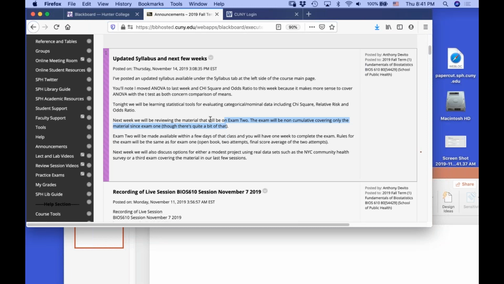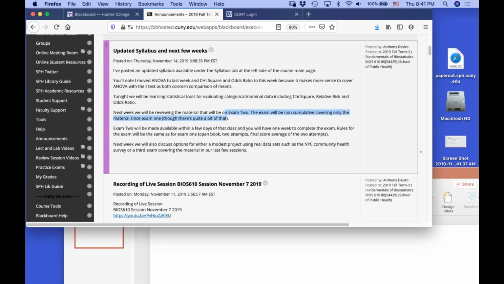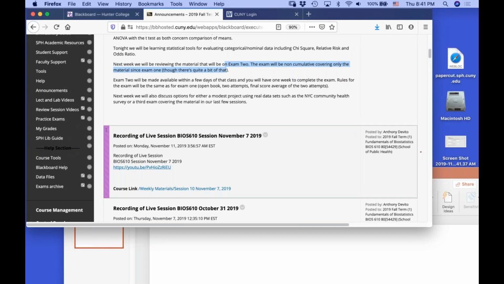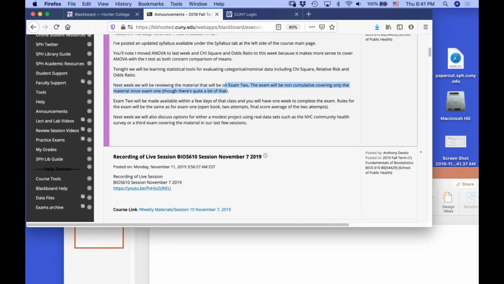So this week we're examining the material that's going to be on exam 2. And next week I will be posting the exam. The exam will be online. Similar to the first exam, you'll have 2 attempts, and your score is going to be the average of the 2 attempts. I'll go through all the details of it. It will be due on our next class, December 2nd.